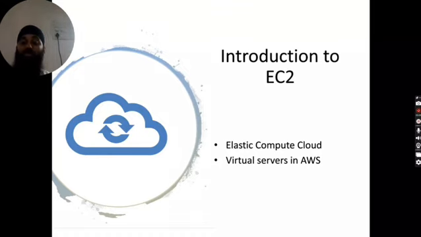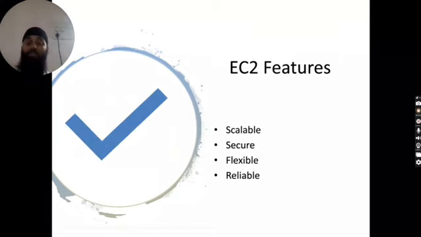So EC2 is nothing but virtual servers which are used to do our operations. We can deploy our web applications onto those servers. So what are the features of EC2 instances? They are scalable. We can increase or decrease the capacity of the EC2 instances. We can increase the memory, we can change the processor. Whatever we want to do, we can increase or decrease the capacity, or scale out or scale in the EC2.